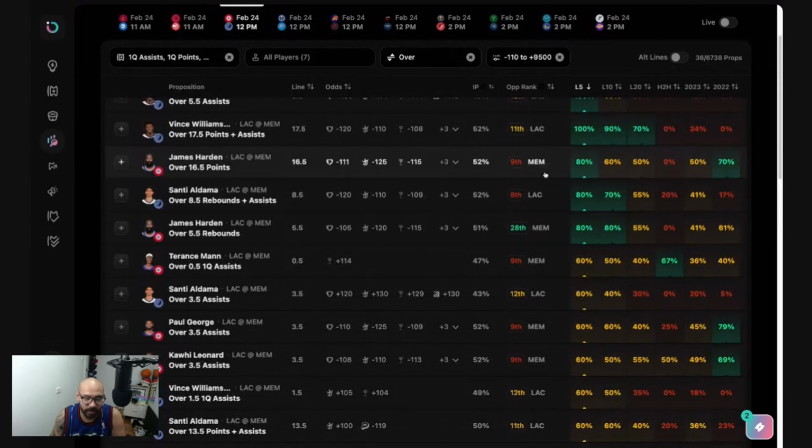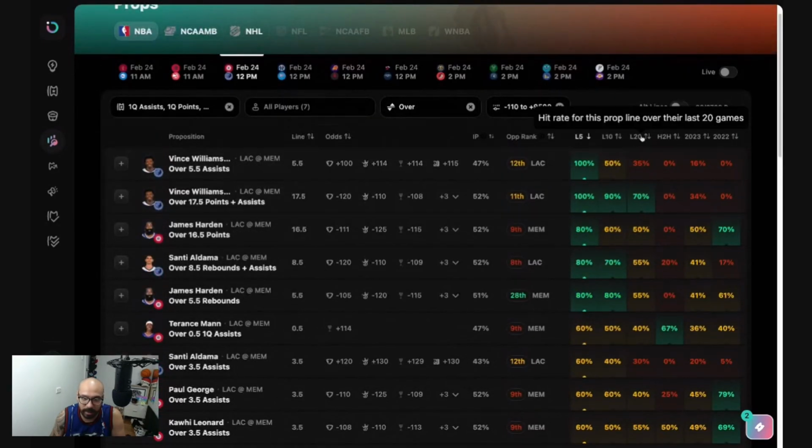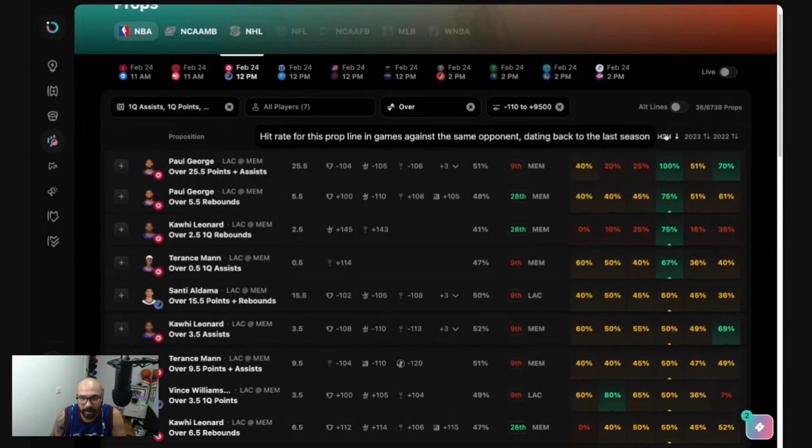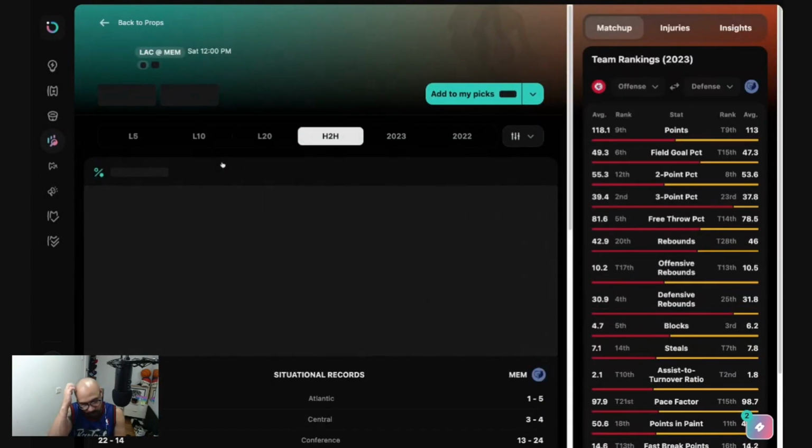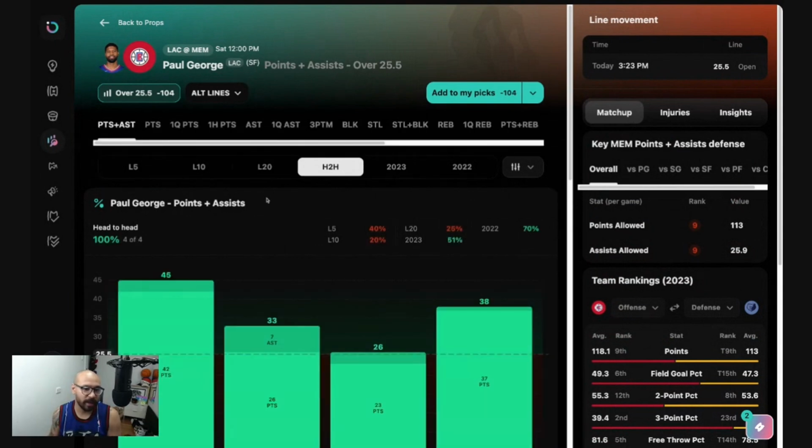So looking at the last 5, nothing else is screaming out to us. We've seen it all before. Let's have a look at the head-to-heads. Anything strong in the head-to-head? So this is one that's quite interesting. I just took a Paul George under in his PRA, which cashed.